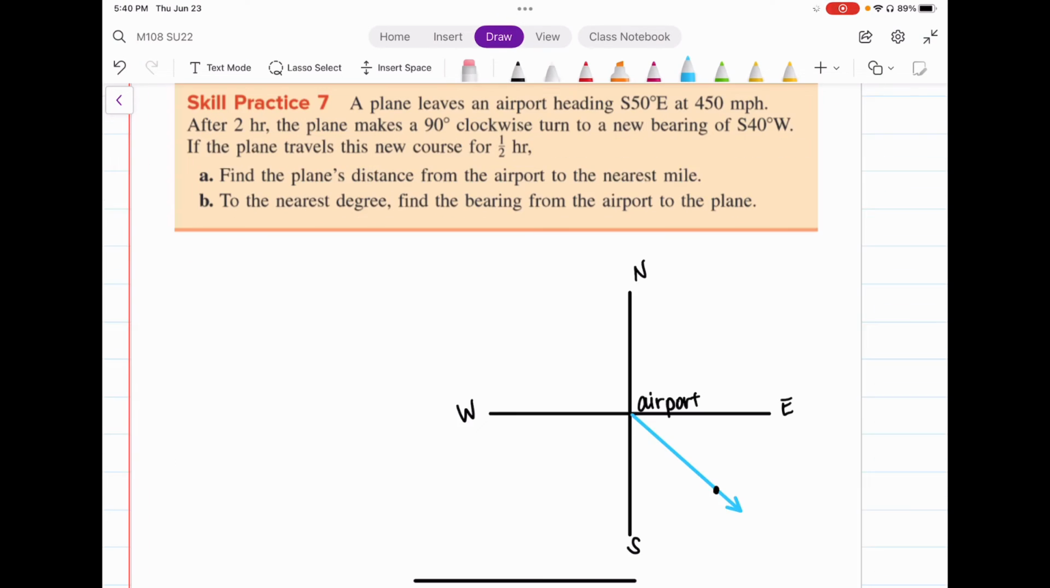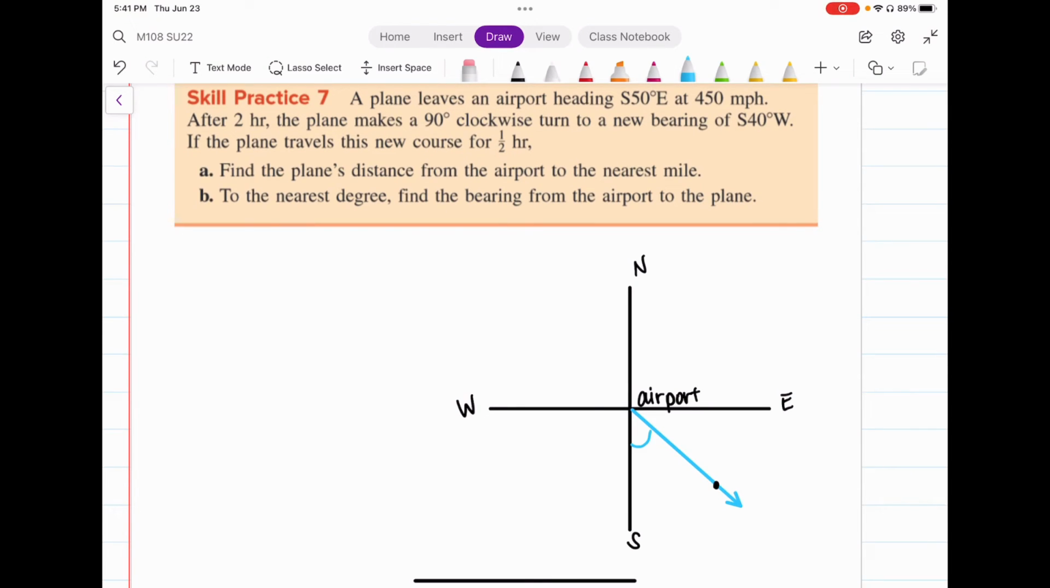First of all, a plane leaves the airport heading south, which is down, and east, which is right, for 50 degrees. That's 50 degrees right here. That's happening at 450 miles per hour for 2 hours. That means the plane has traveled 900 miles. The distance of that ray from the first point to the plane at 2 hours is 900 miles, and that's a 50-degree angle.